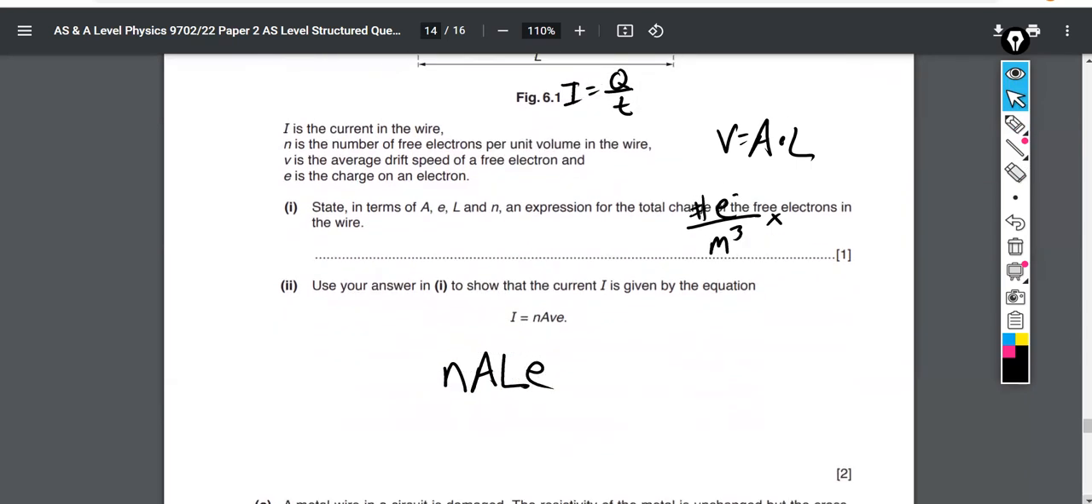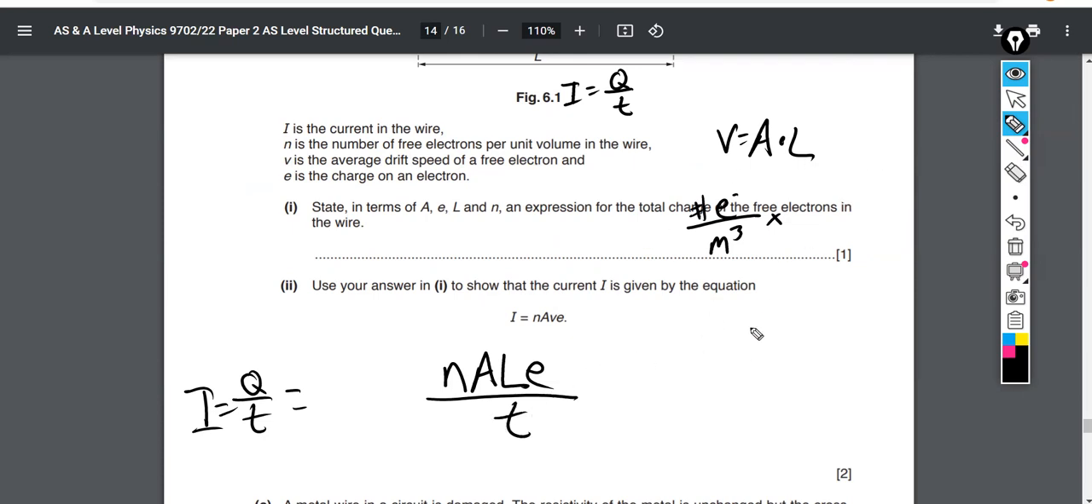It says use that answer to show that the current I is given by the equation I equals nAve, where again, v is the average drift speed. So if we realize that the intensity of the current is the rate of flow of charge, as we just mentioned a moment ago, and Q, the total charge, is nALe, what we're doing is dividing by time.